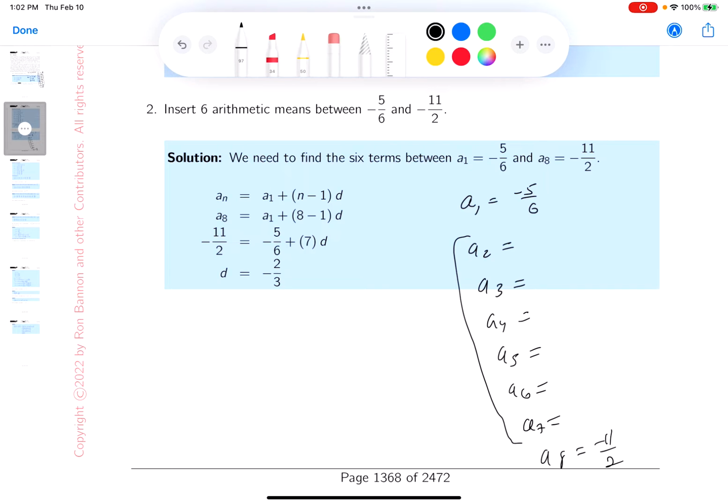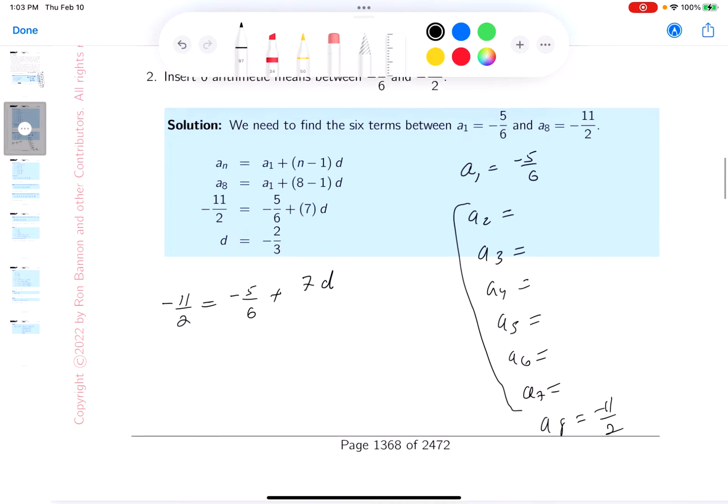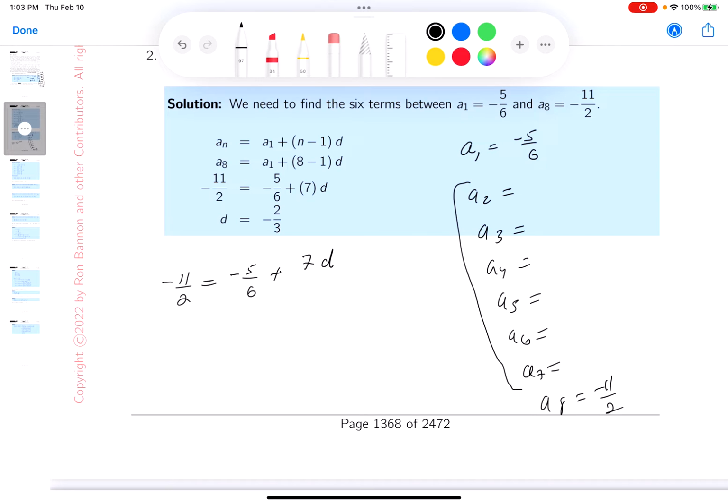It's arithmetic. So what do I know? We just did an example, so I'm getting a little better at this. Minus 11 halves, that's A8. That would equal A1, which is minus 5 sixths, plus, well, this is the 8th term, so it's going to be 8 minus 1, which is 7D. And I've got to figure out what D is in order for me to do the counting.